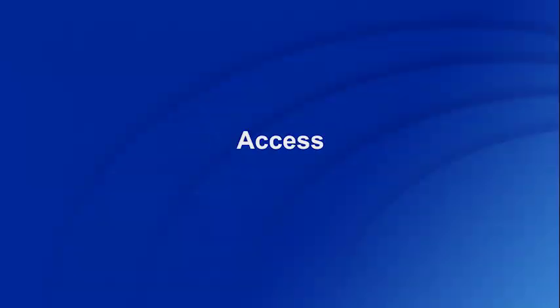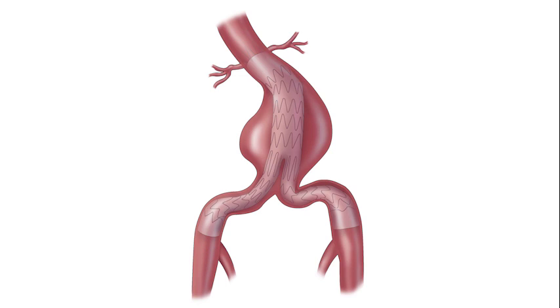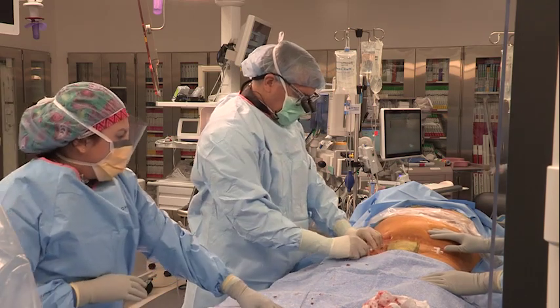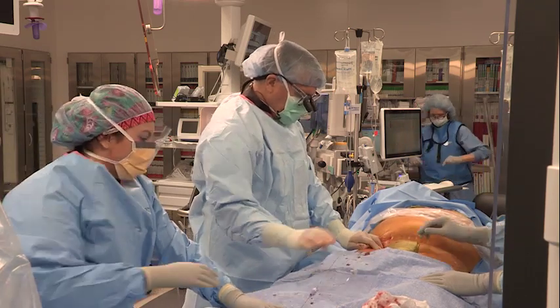Access. The most common site for obtaining arterial access is the femoral artery. Most abdominal aortic aneurysm endografts are bifurcated. The graft extends into the iliac arteries and requires both femoral arteries to be accessed for the procedure. In this video, we will discuss how to obtain percutaneous femoral artery access.